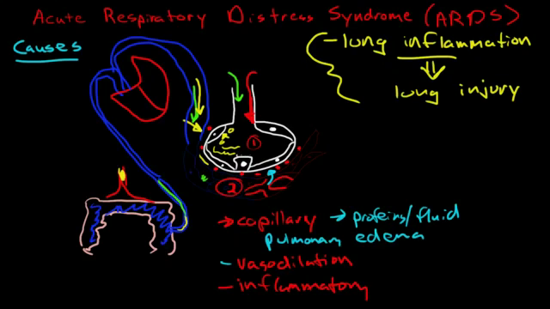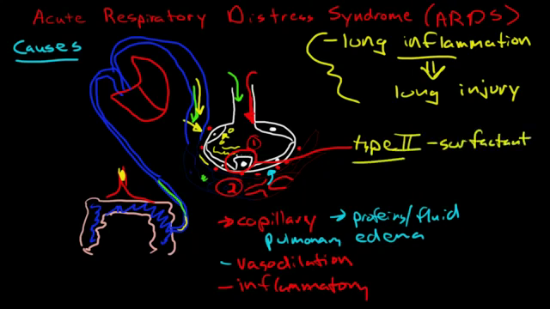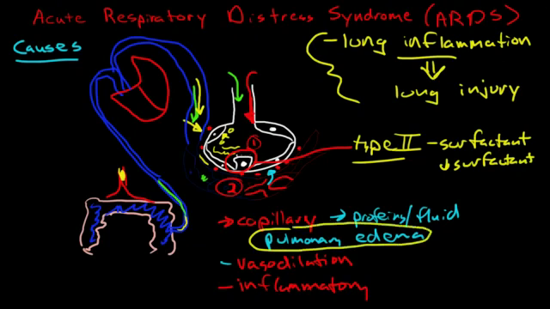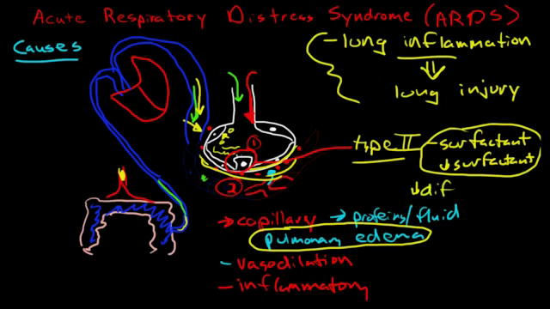It's going to injure the type 2 alveolar cells, and these cells are critical for producing surfactant. So we're going to have decreased surfactant production. So so far we have pulmonary edema, and we have decreased surfactant production. Okay, now we're also going to develop scarring over time within the tissues here, and we're going to have decreased diffusion capacity.